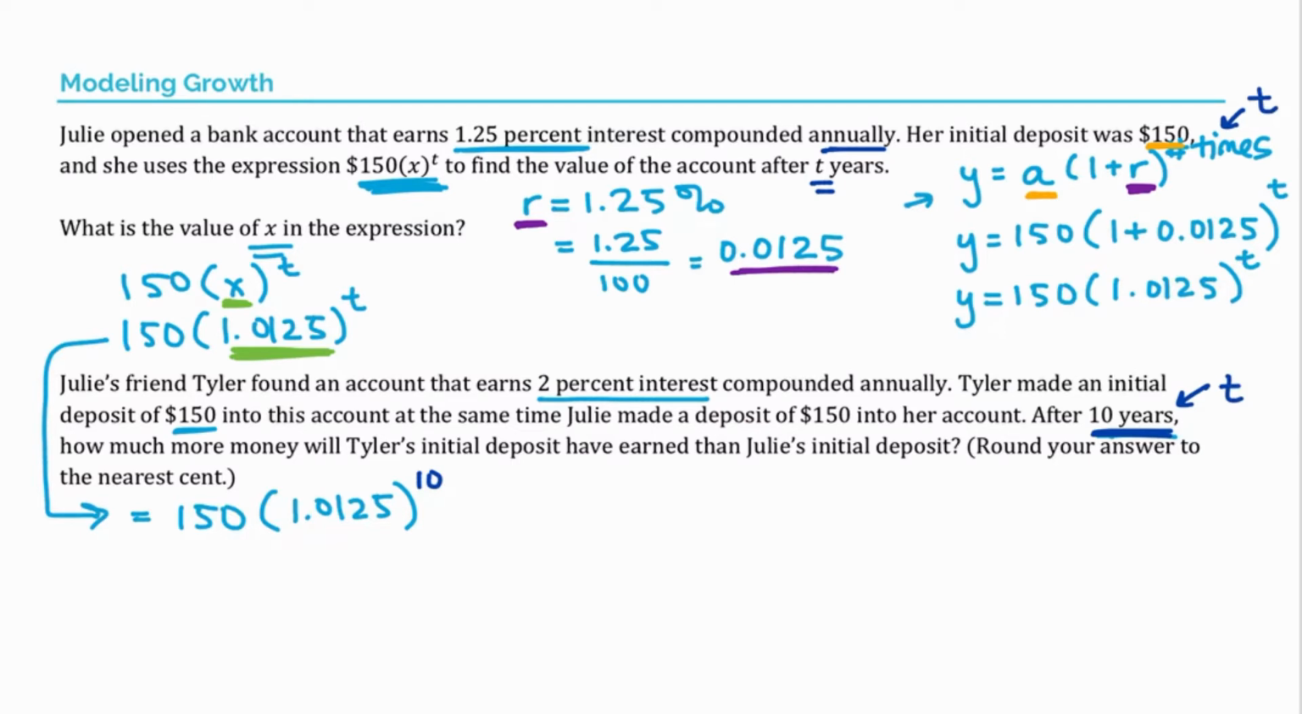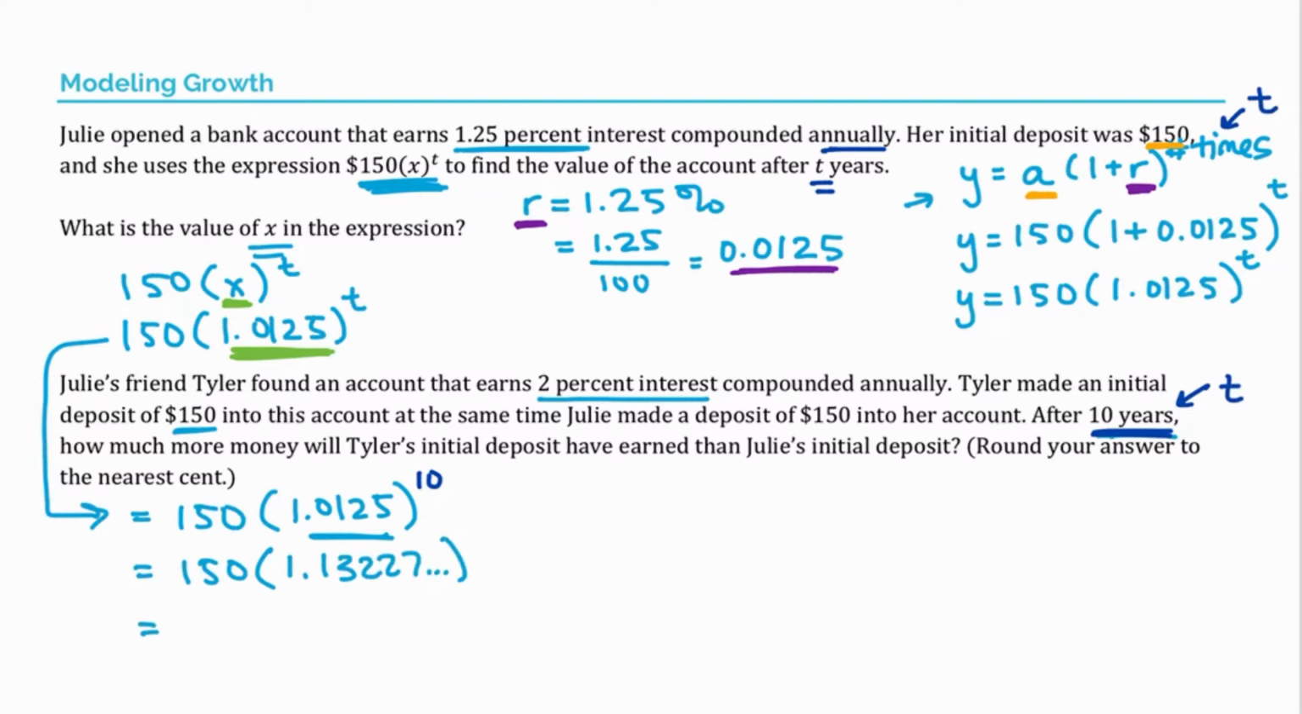So let's first figure out how much money Julie is going to have after this period of 10 years. Now remember, with your order of operations, we have to do 1.0125 to the power of 10 before multiplying by 150. So we're going to have 150 times, when you get your calculator, 1.0125 to the power of 10. It's going to be very long, 1.13227, etc.